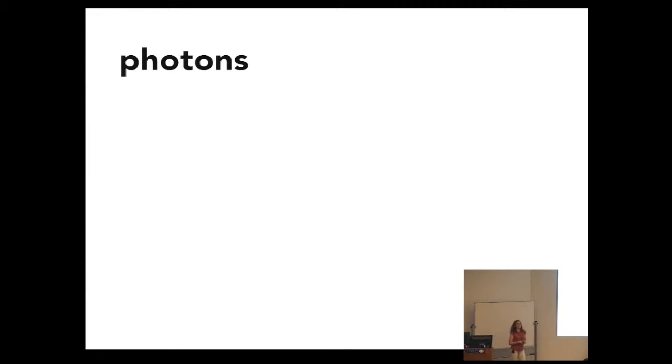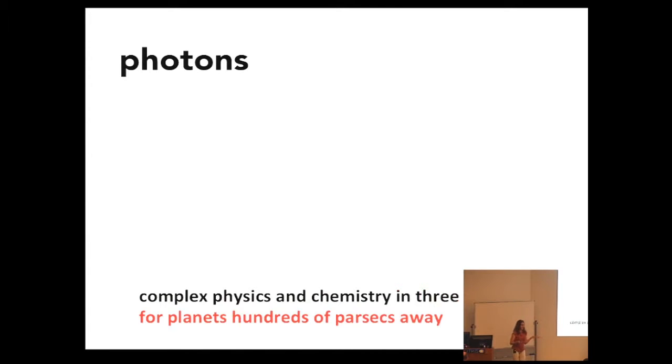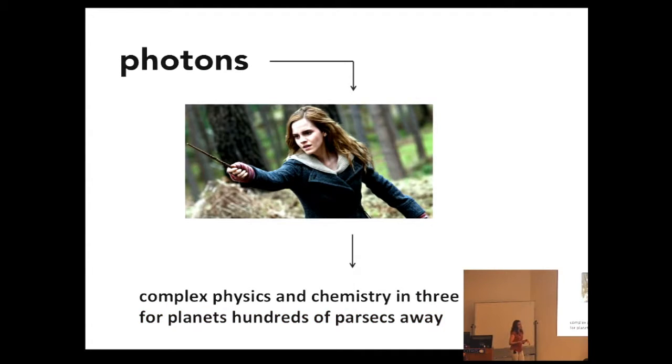So a number of people have showed flowcharts describing the work that they do, and I decided I would make my own. So I start with photons. And from those, I measure complex physics and chemistry in 3 dimensions for planets hundreds of parsecs away. And I didn't put this on there, but we also learn about how they formed from these measurements. And the way I do this is by magic. Actually, no, really what happens is I email my client a lot.